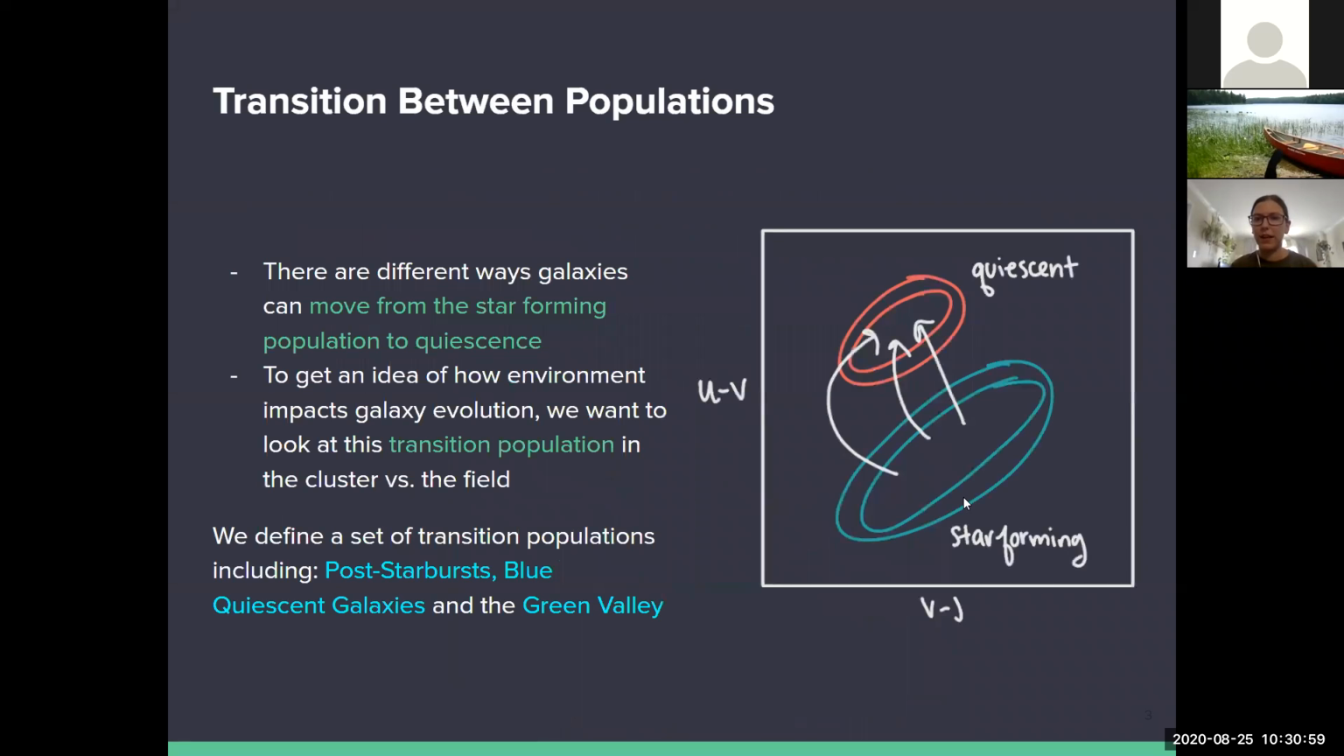So this is a little diagram in color space in order to get an idea of what I mean. If you have galaxies in that star-forming cloud and they're moving to the quiescent cloud, we're trying to capture those that are in the middle, where they're partway through their transition, where they're not fully star-forming and they're not fully quiescent, they're somewhere in between. So we set up 3 different transition populations that we're considering here. We have the post-starburst galaxies, which I'll talk about later, along with the blue quiescent galaxies and the green valley. And so the idea here is to compare these 3 transition populations in both the cluster and the field in order to get an idea of what's happening in this transition.